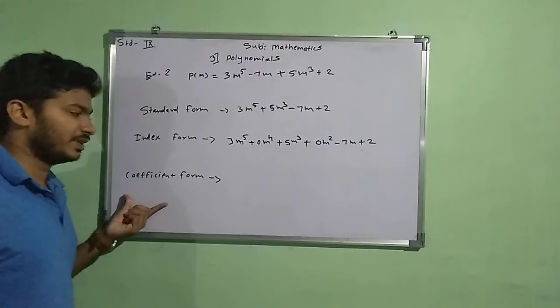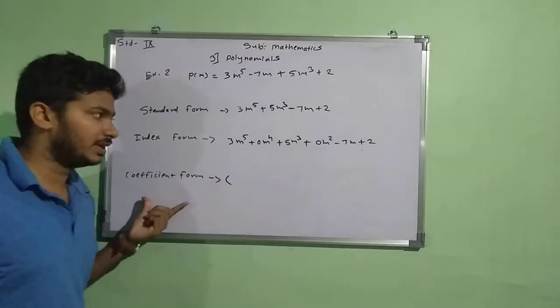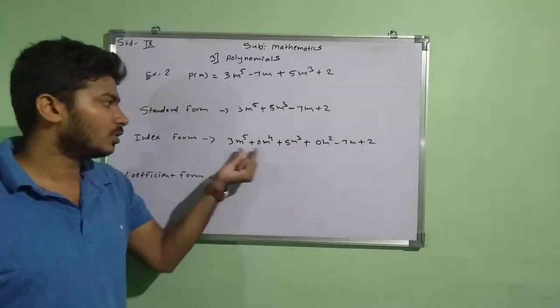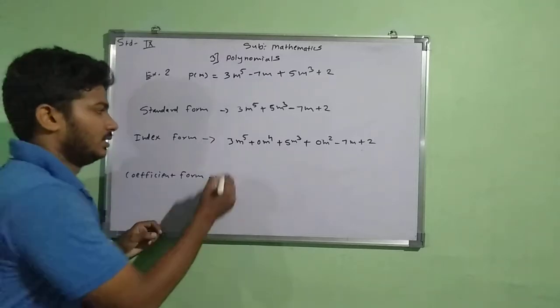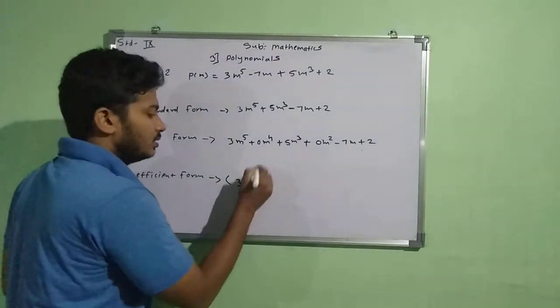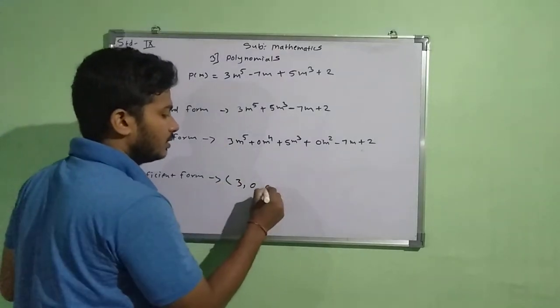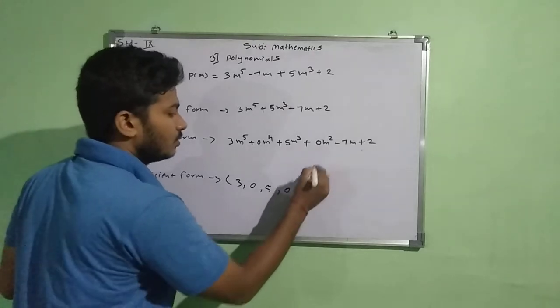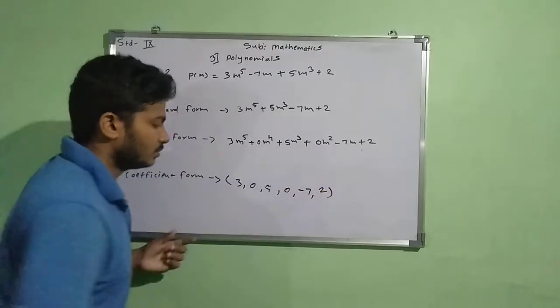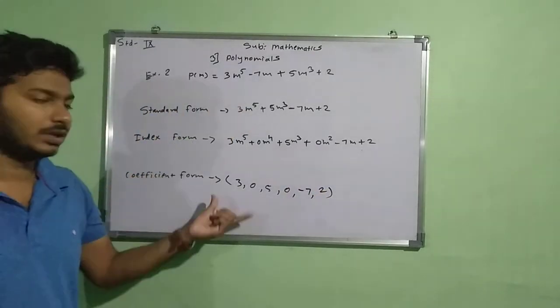Now we have to write the coefficient form. Coefficient form is very easy. Whatever the coefficient of each variable is, that we have to write. So here we have 3, 0, 5, 0, minus 7 and 2. So this is the coefficient form of your polynomial.